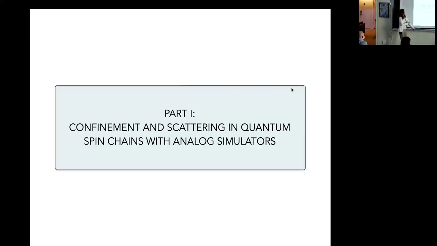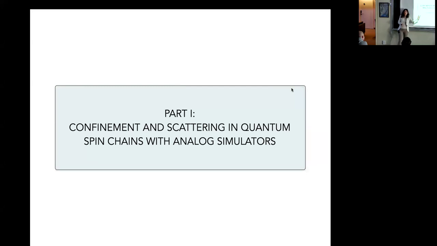All right, so now that we know the procedure, let's think about how to build these scattering experiments concretely in our quantum simulators or quantum computers. As I said, there are going to be two parts. In part one, I will tell you that you can already do things like this in spin systems.